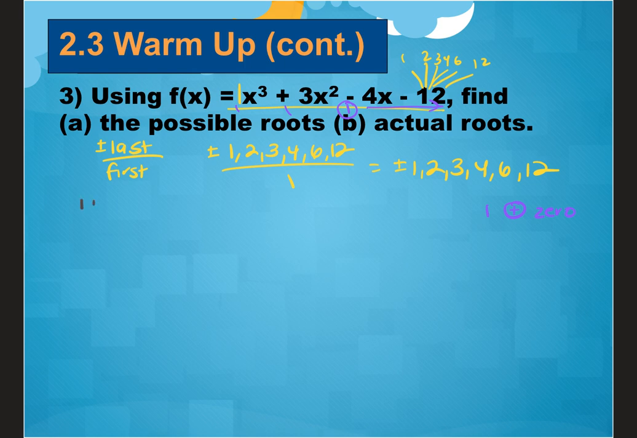So I'm going to put a positive 1 on the outside, and I get 1, 3, negative 4, negative 12. Bring down the 1. And that's not a remainder of 0. So I'm going to go to 2.